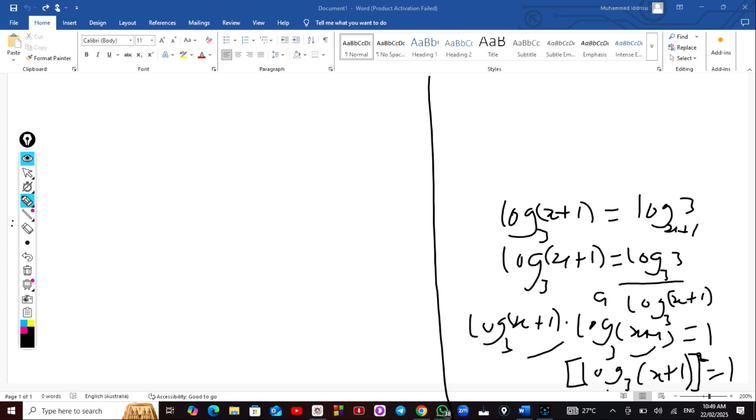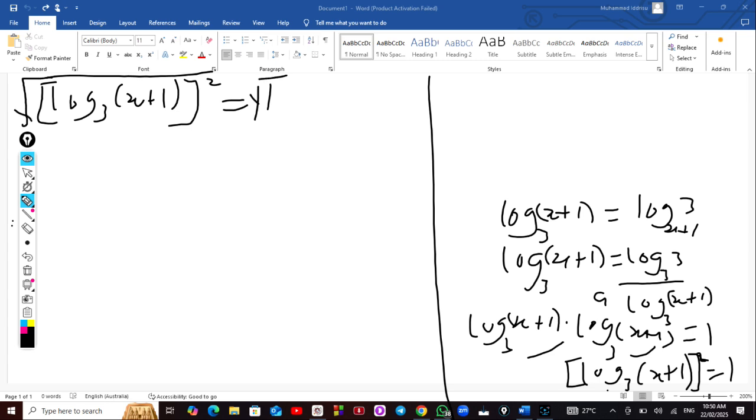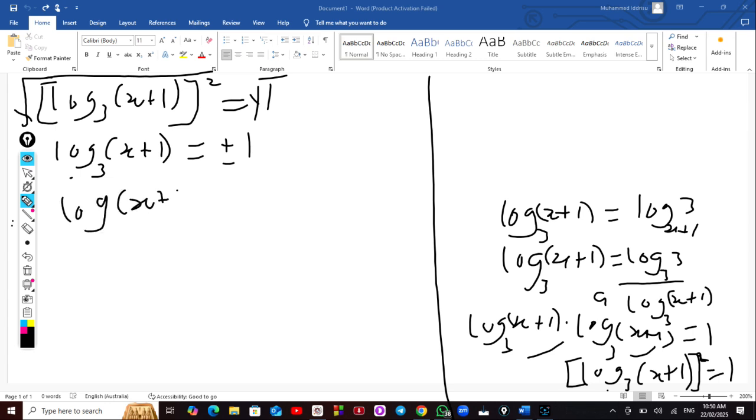So let's continue with the question. Logarithm of x plus 1 all to the power 2 is equal to 1. You can take square root of both sides. So if we root this, this gives you logarithm of x plus 1 to the base 3 is equal to root of 1, this gives you plus or minus 1. So this means that logarithm of x plus 1 to the base 3 is either equal to 1 or is equal to negative 1.